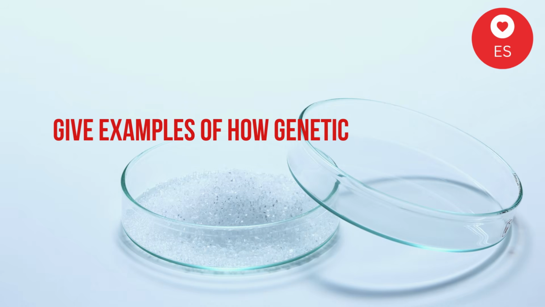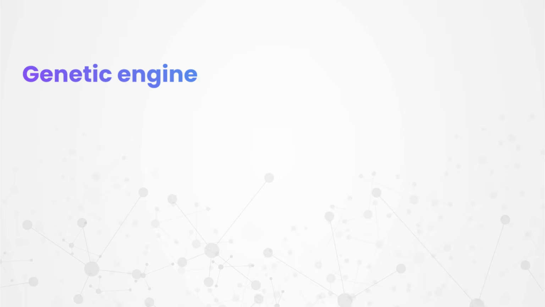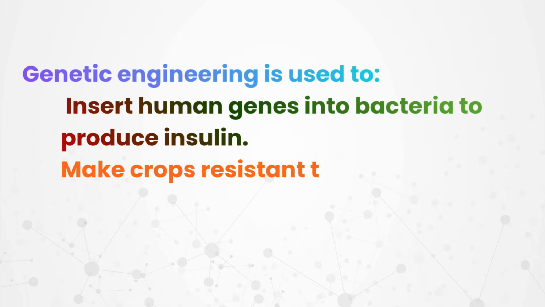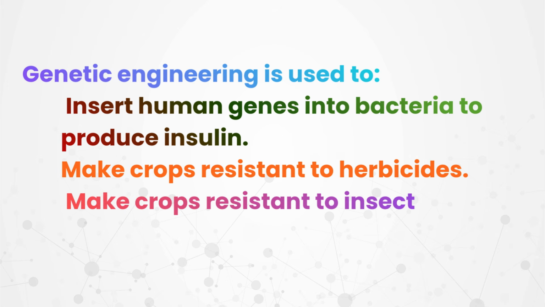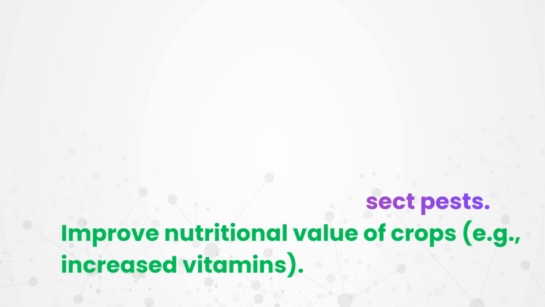Give examples of how genetic engineering is used in agriculture and medicine. Insert human genes into bacteria to produce insulin. Make crops resistant to herbicides. Make crops resistant to insect pests. Improve nutritional value of crops.